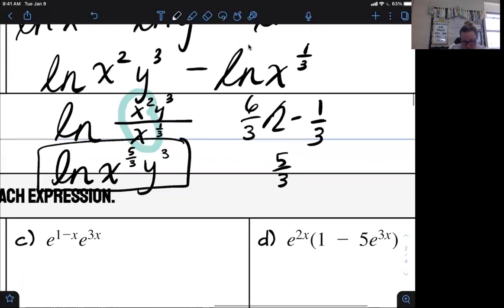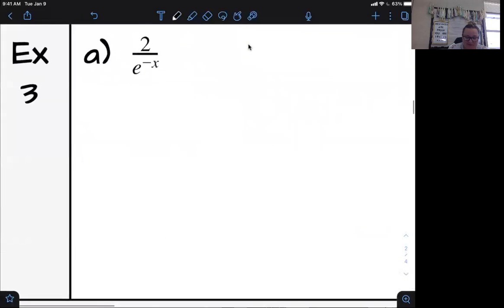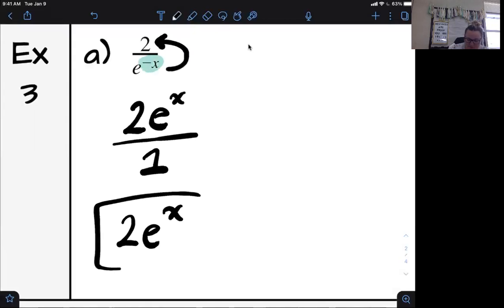And then we're done with that problem. Now we're going to just simplify some expressions. So 2 divided by e to the negative x. I never want to leave a negative exponent in my final answer. So to make it positive, I just move it up to the numerator, which leaves 1 in the denominator, which 2 times e to the x divided by 1 is just 2 times e to the x.